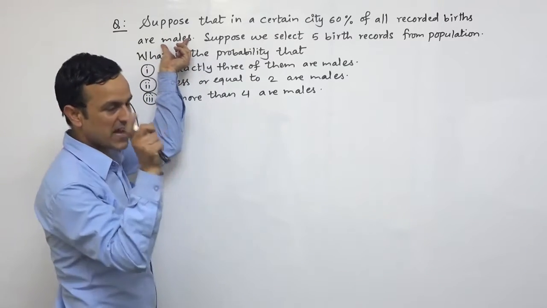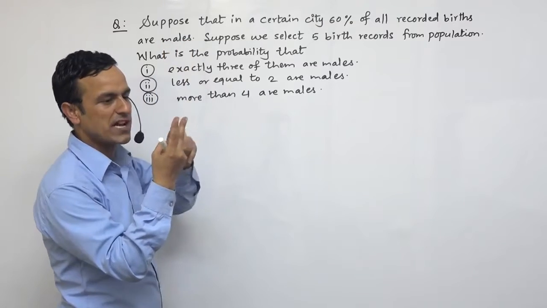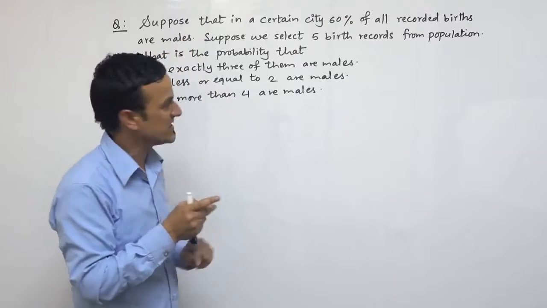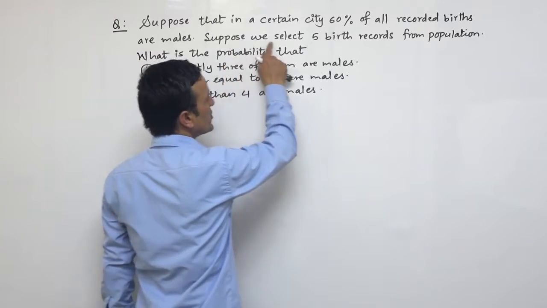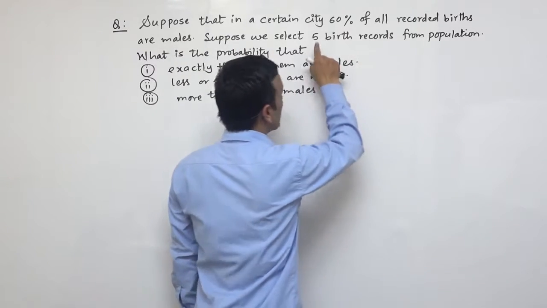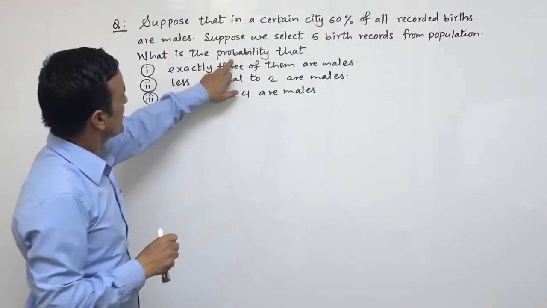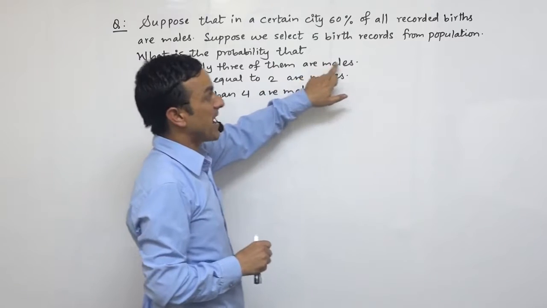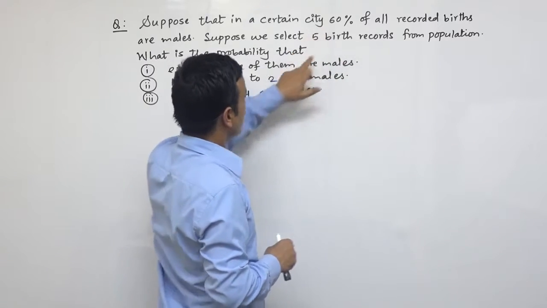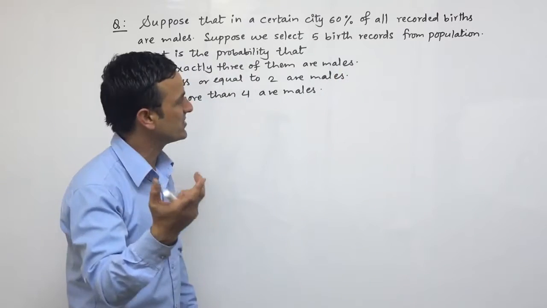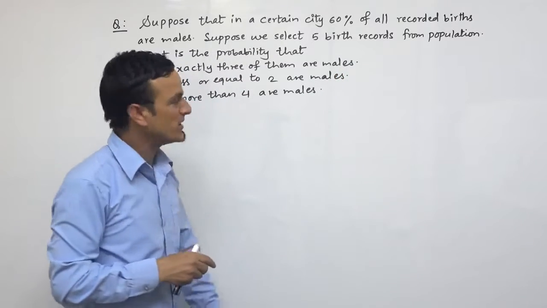The event that is our target here, the one event of the two that is focused on, that will be the success. So suppose we select 5 birth records. When we observe 5 birth records, the question is what is the probability that 3 of them are males. In 5 birth records, what is the chance or probability of 3 being male? We are going to find this one.